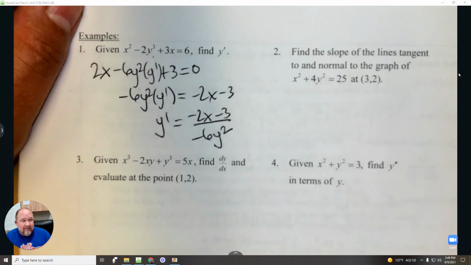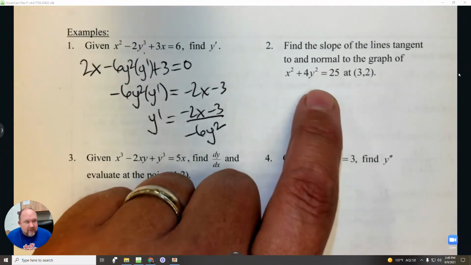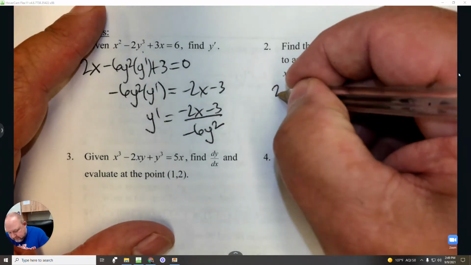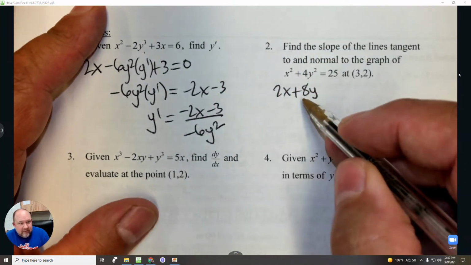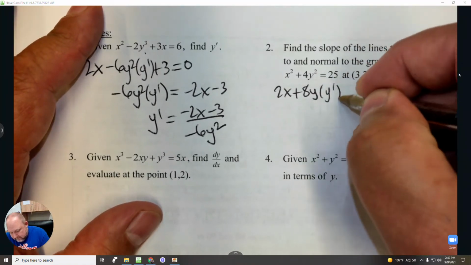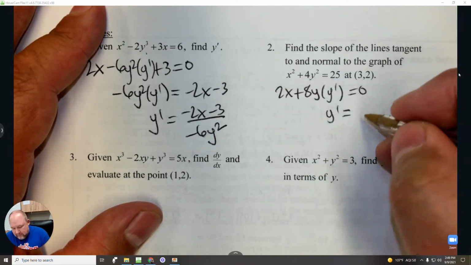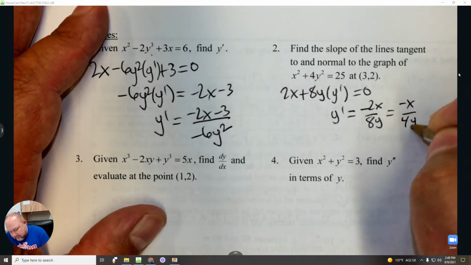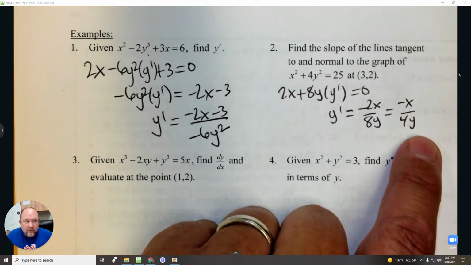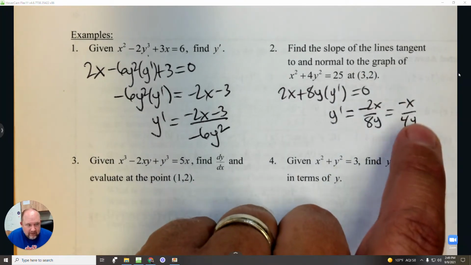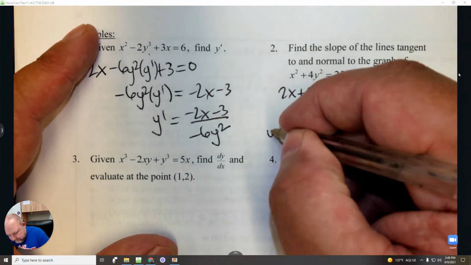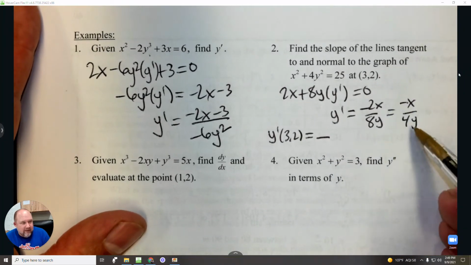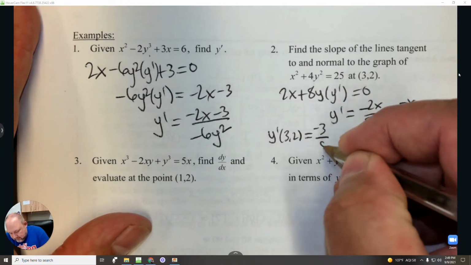Find the slope of the lines tangent and normal to this equation. So this is implicit. It doesn't say y equals. So take the derivative. If I'm going to take the derivative here, you need the hook y prime. To get y prime by itself, you would subtract 2x and divide by 8y. I'm going to simplify it for fun. So it's negative x over 4y. And then you plug in the point into here. So I'm going to plug in 3 for x and 2 for y. That will give me negative 3 over 8.